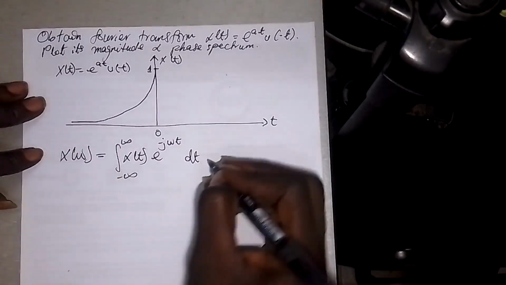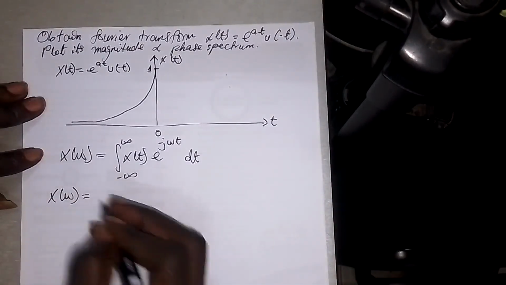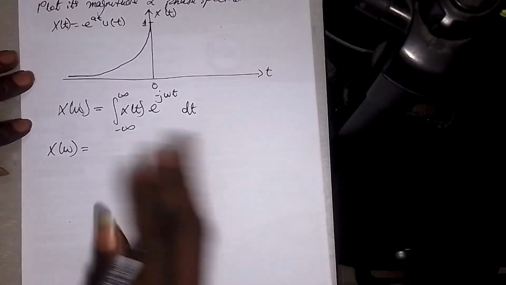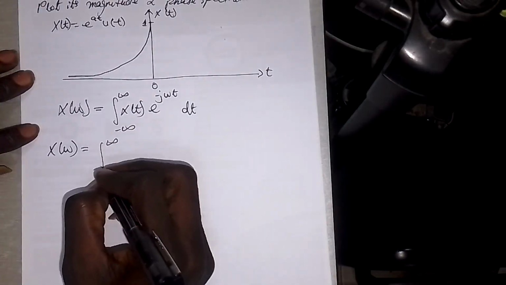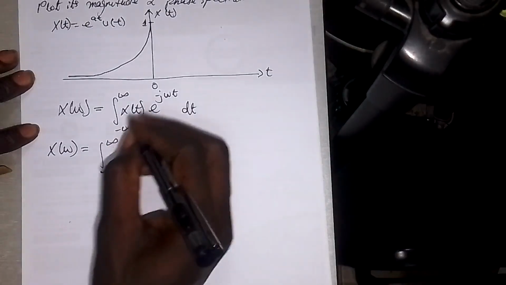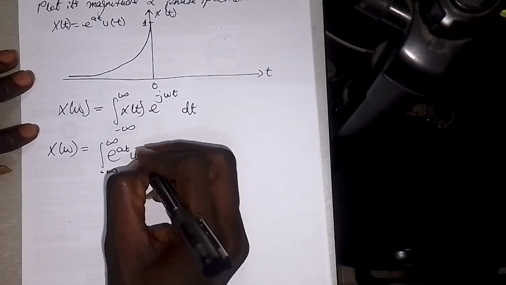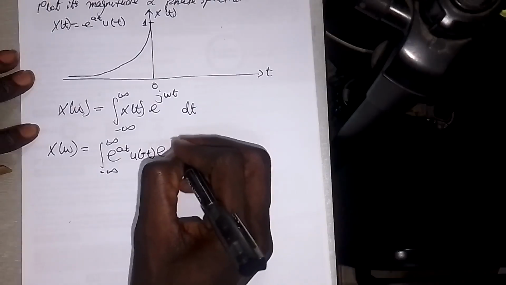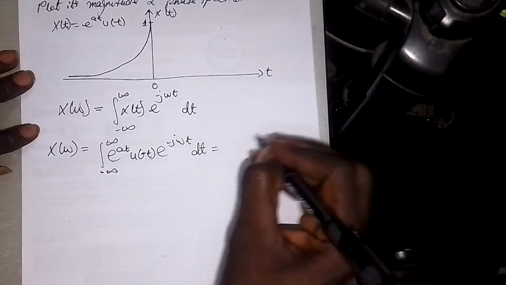So now we have X of omega is equal to the integral from minus infinity to infinity. x of t is e exponent a t times u of minus t, times e exponent minus j omega t dt. This is equal to what?